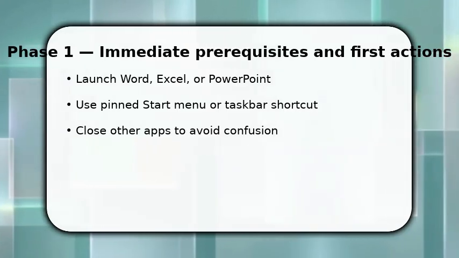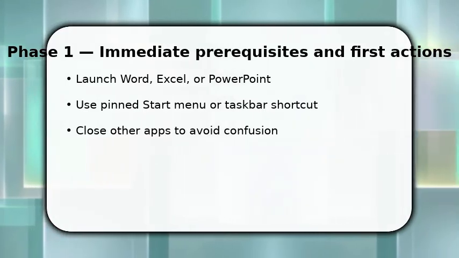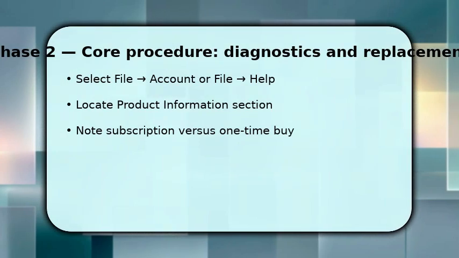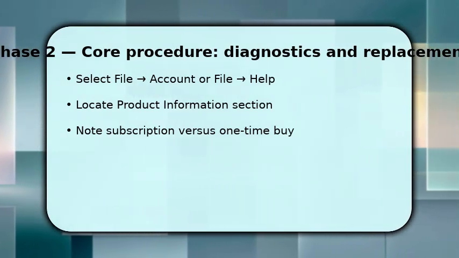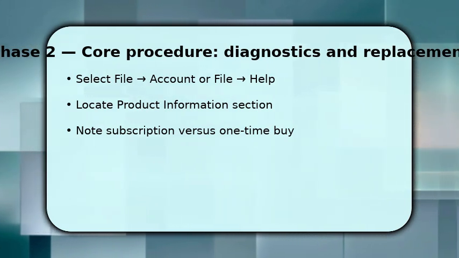If you see a blank Backstage view, wait until it finishes loading. The next actions depend on that menu appearing so you can continue without errors. After opening File, locate Account, or on older builds, Help. That's where Office lists product details. This is the central step.